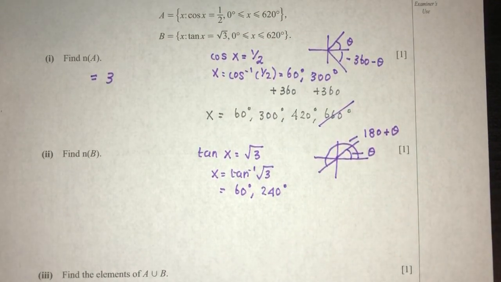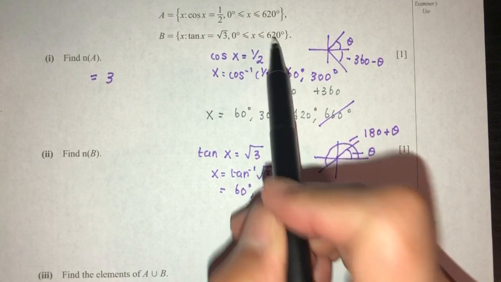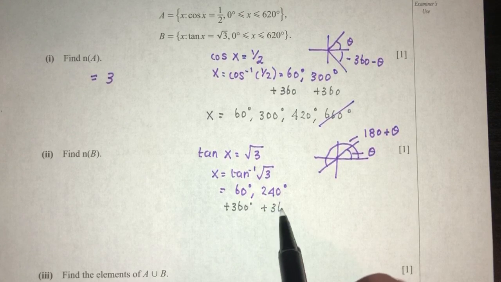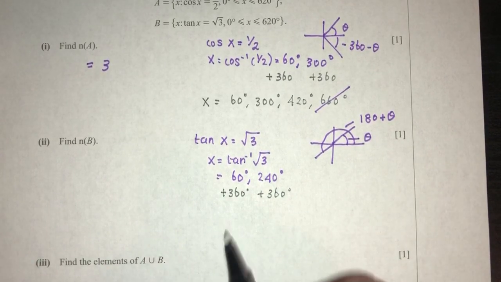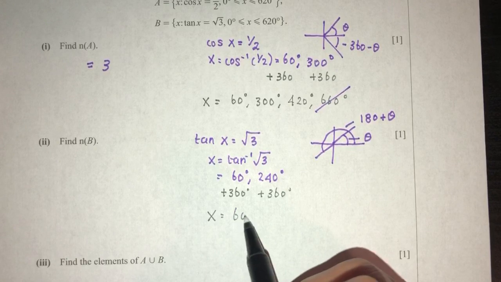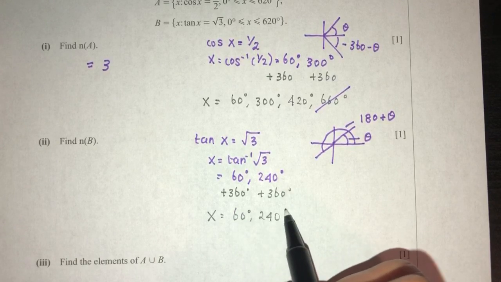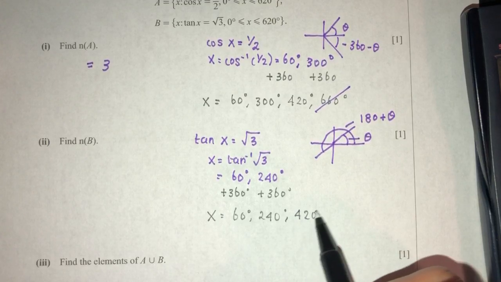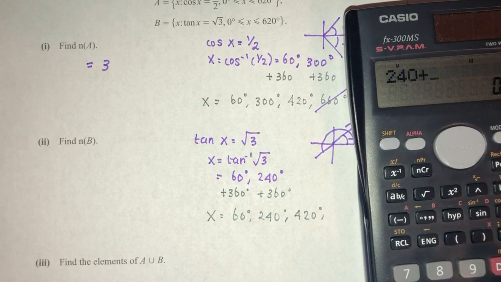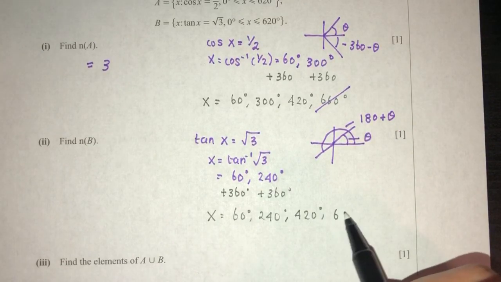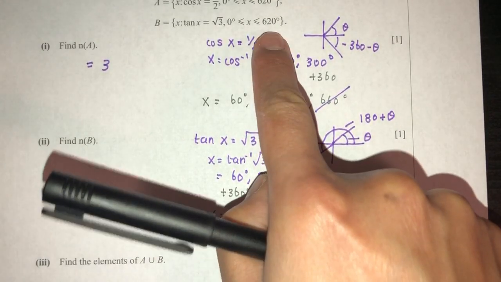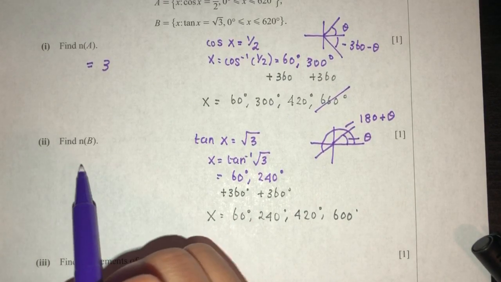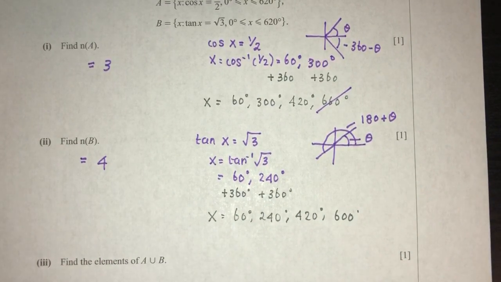Now because the domain is more than 360, we have to add 360 and see what happens to the values. The first two values are the same. So 60 plus 360 is 420, and then 240 plus 360 is 600. Now all the values are inside the domain, so we can take all four values. We count 1, 2, 3, 4, so the answer is 4.